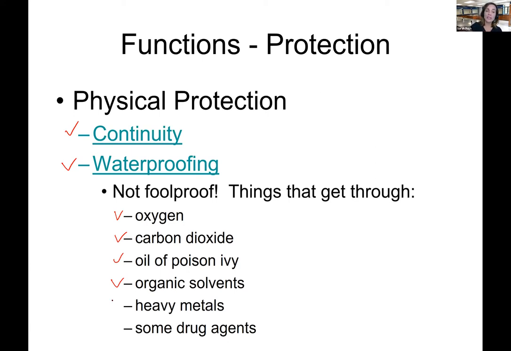Heavy metals like arsenic can make it through your skin. And then even some drugs can go through your skin, right? And so this is how we can have drug patches. For example, there's a birth control patch that women can put on their hip and wear for a month, and the progesterone and the estrogen can go right through that waterproof coating into the body. So there are some patches that work that way by allowing drugs through. So you do have a continuous barrier. It is waterproof, but I do want you to know that waterproof coating is just not foolproof.